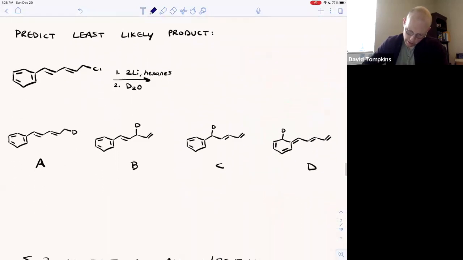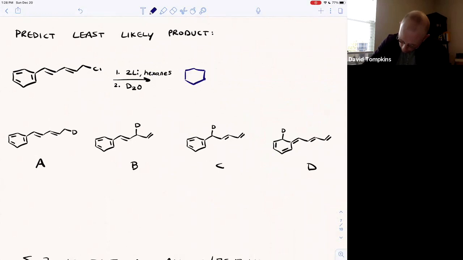So we'll examine this with a benzylic and allylic case where I take a primary chloride, which can also react with lithium to give this alkyl lithium intermediate.